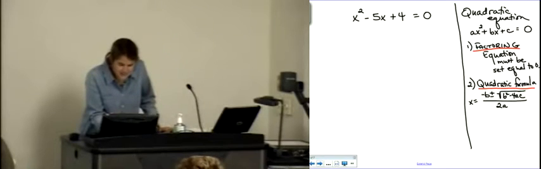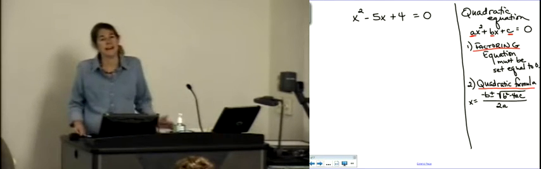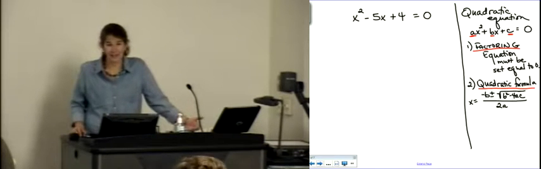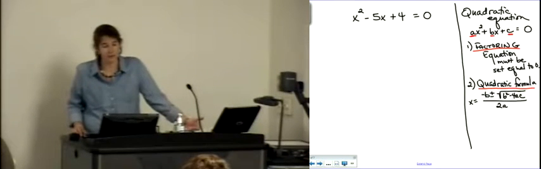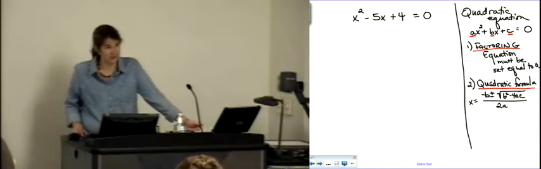Those a, b's, and c's are coming from up here in our original quadratic equation, and it does have to be set equal to 0 again. To use the quadratic formula or to use factoring, your equation must be set equal to 0.